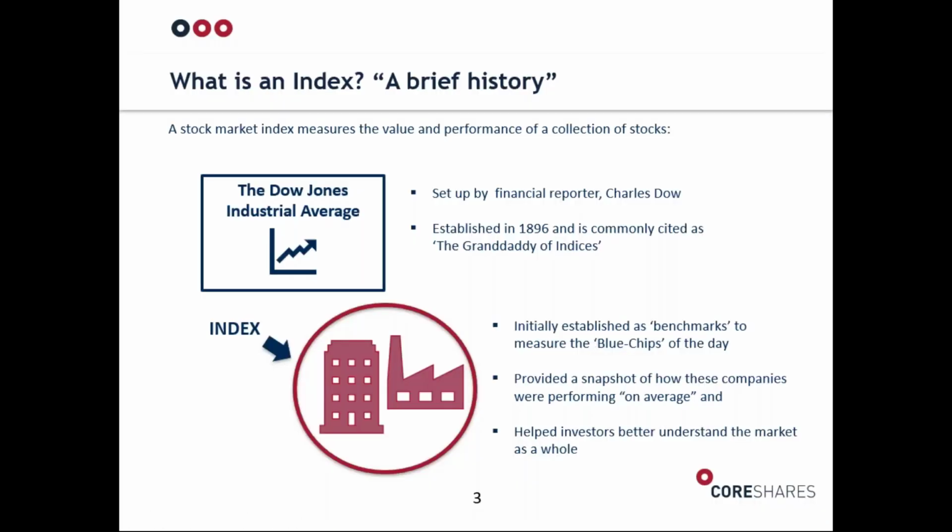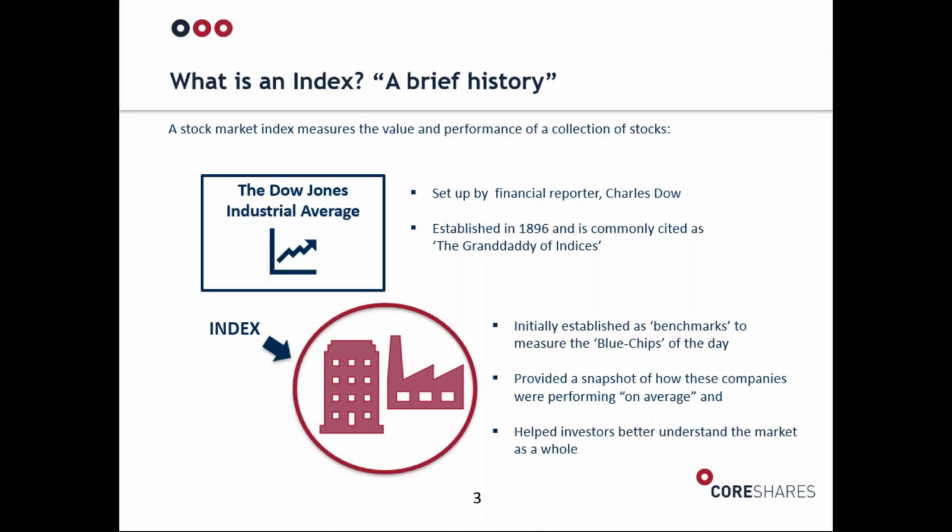So many of us would have heard expressions like the Dow is up 100 points this week, or the S&P is down 50 points. But what exactly does this mean? The Dow Jones and the S&P 500 are both examples of what we call a stock market index. And an index is basically a basket of shares that are grouped together to measure the value and performance of a market.